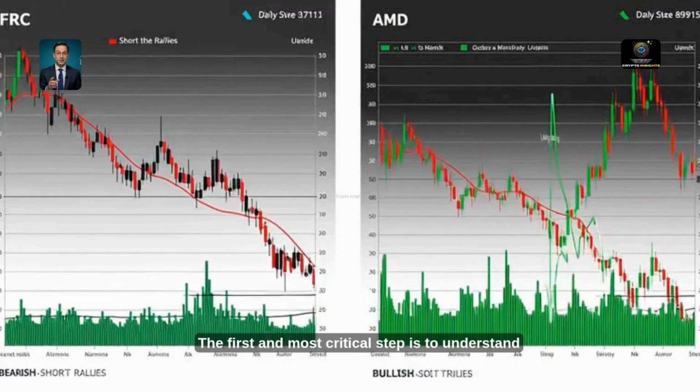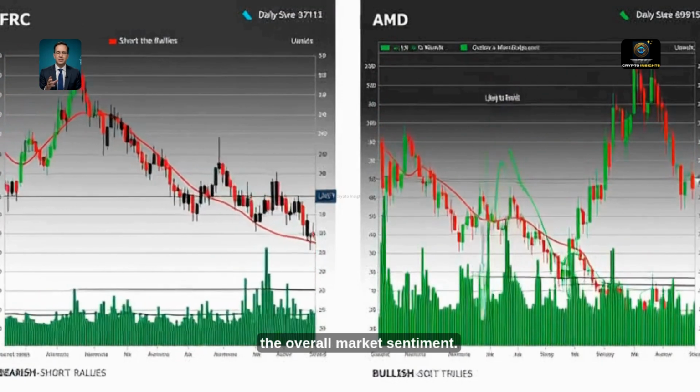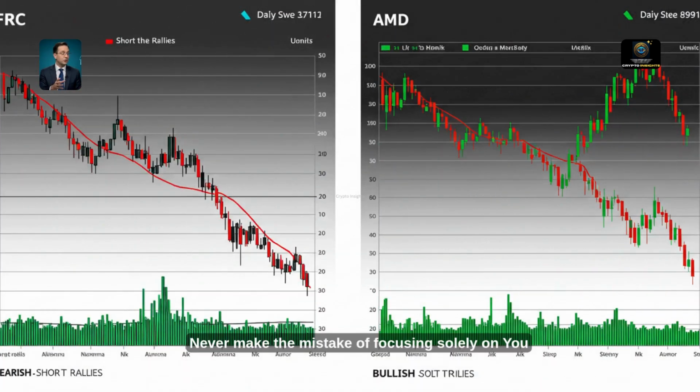The first and most critical step is to understand the overall market sentiment. Never make the mistake of focusing solely on an intraday chart. You must zoom out to see the bigger picture. Let's take a stark example: a bank stock like First Republic Bank, FRC, during its decline. On the daily chart, you see a clear and brutal downtrend. It broke a key support level, formed consecutive lower lows and lower highs. Every small bounce was met with even stronger selling pressure. The sentiment was overwhelmingly negative.